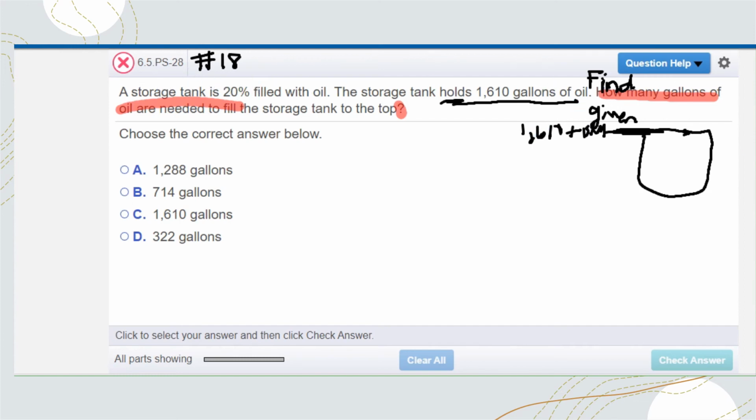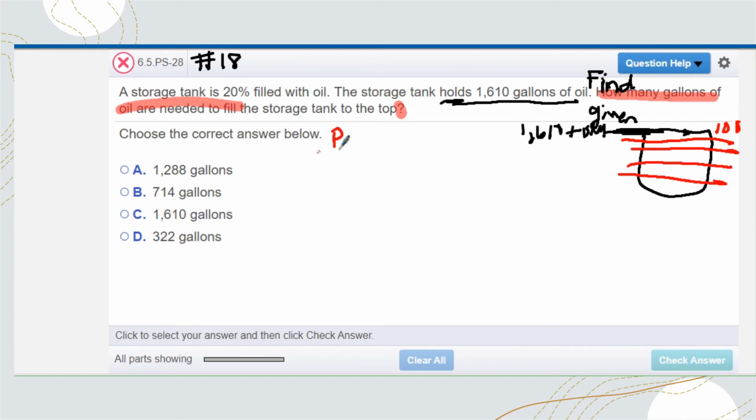The storage tank is 20% full. So if I take this as 100% full, and divide it into 5 equal parts, each part is going to be worth 20%. 20, 20, 20, 20, plus another 20 will give me my whole 100. So you could take this whole percent down to 20% and subtract, or you could just use your formula. So let's use the formula.